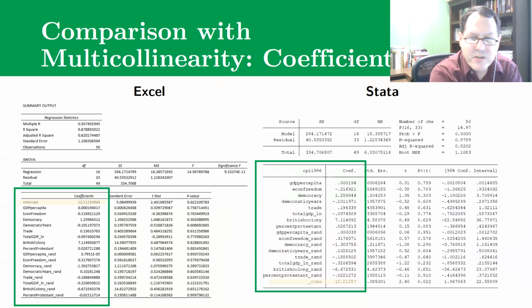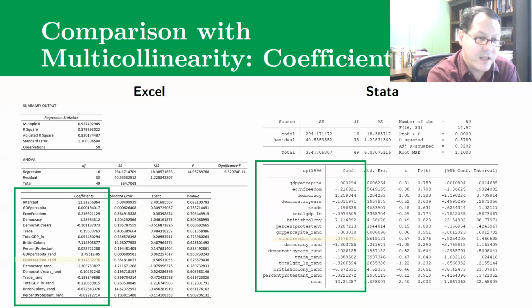So first of all, the intercept versus the constants, those seem to be sort of right where you'd expect them to be. Excel has an intercept or constant value of 12.212569. Stata is doing essentially the same thing, 12.21257. And so again, the rounding difference, but the results are more or less identical.